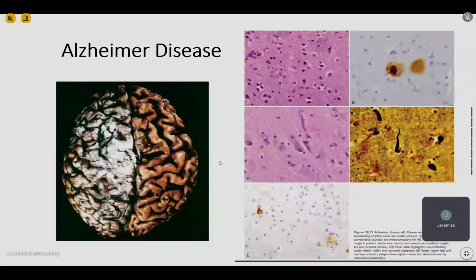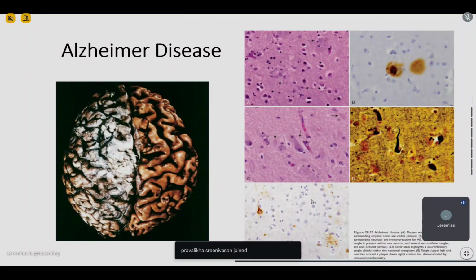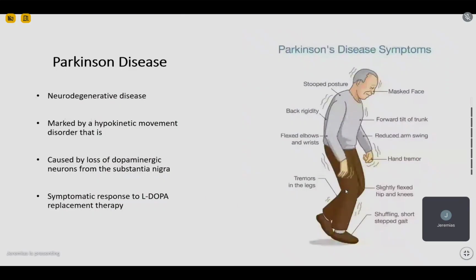Okay, and then in Alzheimer's disease, if the prions are PrP, the aggregates in Alzheimer's disease are these neuritic plaques and neurofibrillary tangles that are tau-containing bundles of filaments. Parkinson's disease is also a degenerative disease marked by hypokinetic movement disorder that is caused by loss of dopaminergic neurons from the substantia nigra.